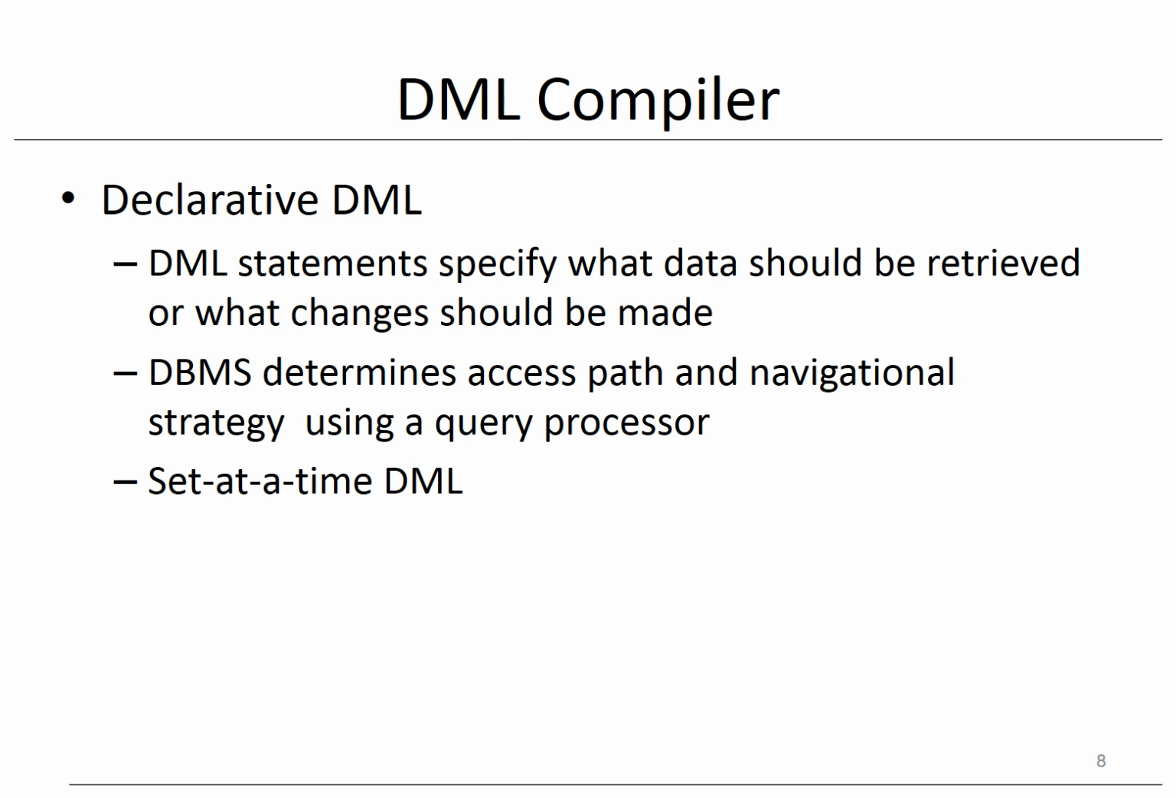Declarative DML is a more efficient implementation. Here, the DML statements specify what data should be retrieved or what changes should be made, rather than how this should be done. The DBMS will then autonomically determine the physical execution in terms of access path and navigational strategy. In other words, the DBMS hides the implementation details from the application developer, which facilitates the development of database applications.